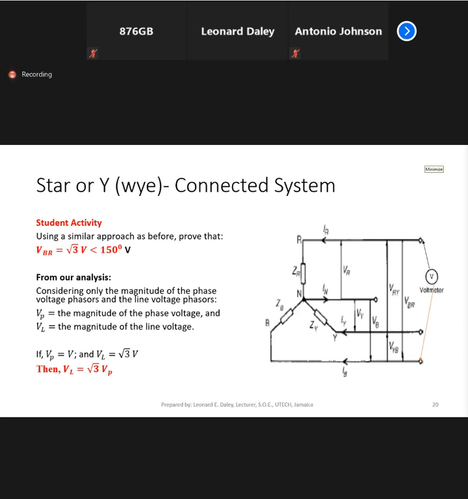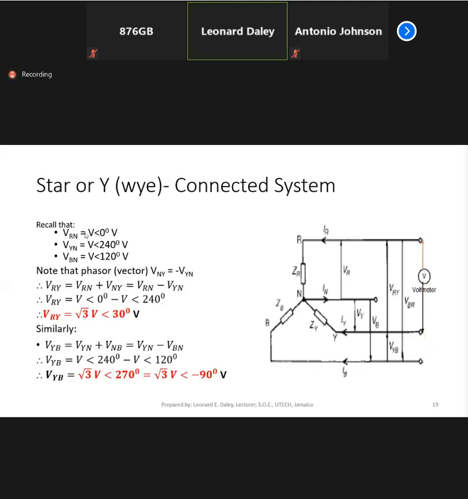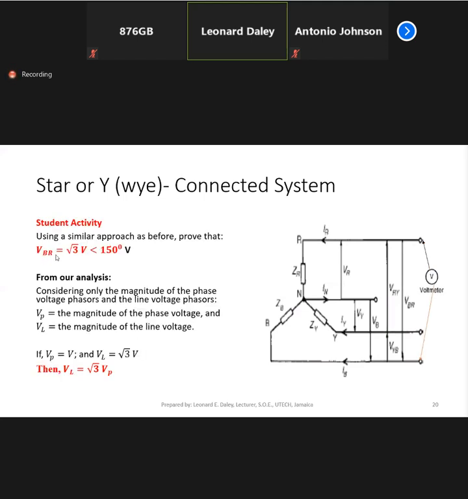All right. So the phase voltage has a magnitude of V, and the line voltage has a magnitude of root 3 V. Just to go back, the phase voltages have a magnitude of V, right? And the line voltages have a magnitude of root 3 V, right? So that's what we see here. Line voltage, a magnitude of root 3 V.